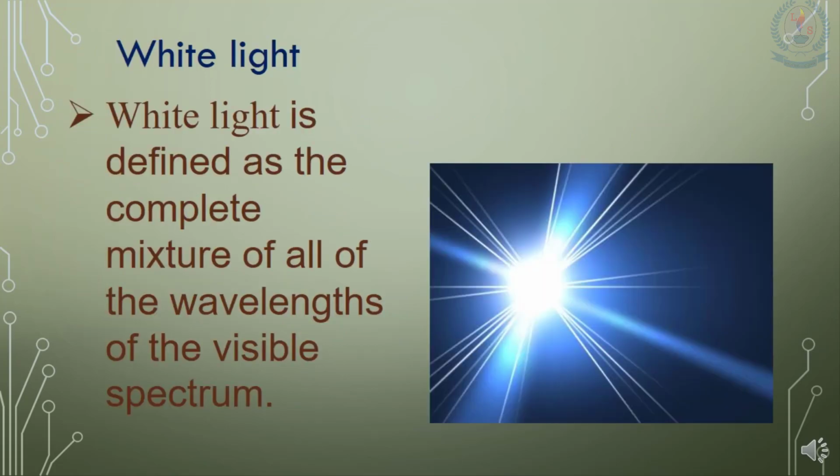So children, first let's see what is white light. Do you know what it is, children? Okay, so white light is defined as the complete mixture of all the wavelengths of the visible spectrum. This means, children, that if I have beams of light of all the colors of the rainbow and focus all the colors onto a single spot, the combination of all the colors will result in a beam of white light.